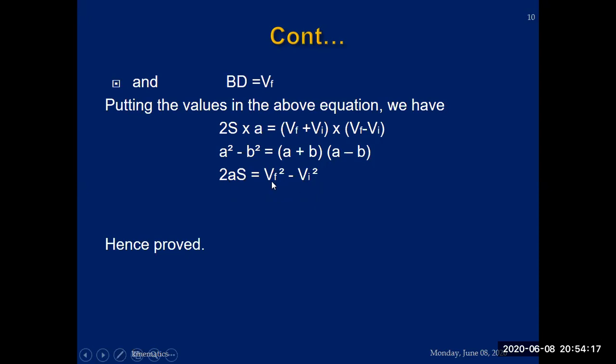Look, 1, 2, 3, and 4. Three physical quantities will be given, and you will be asked to calculate the fourth one. And this is the easier formula to calculate. Here, there is no time limit. You are not given time.